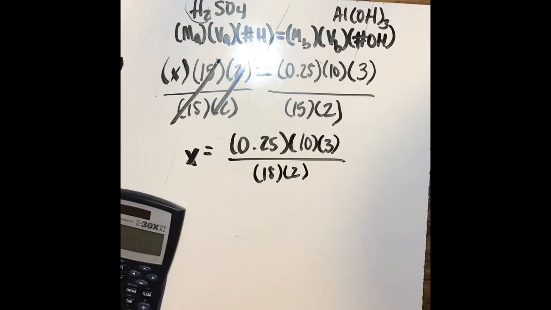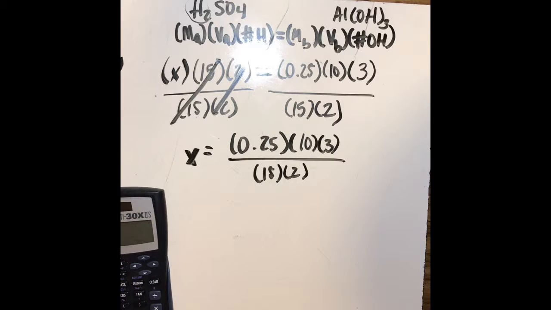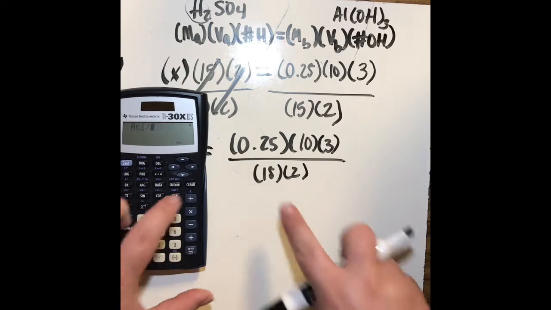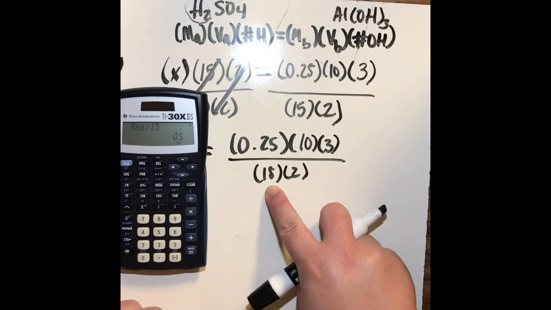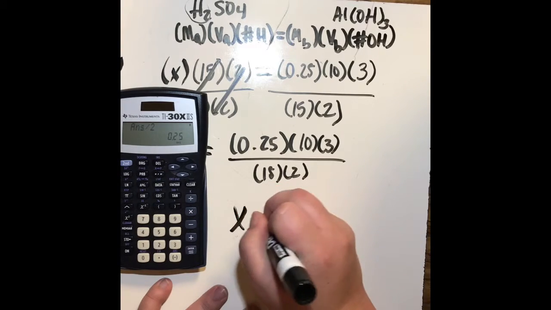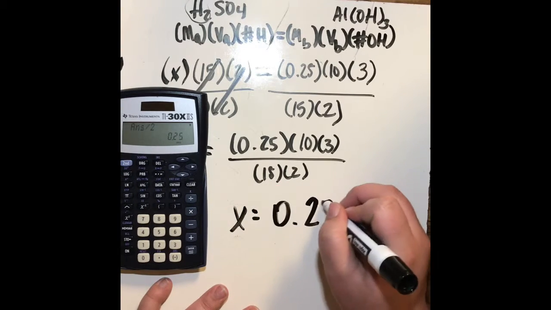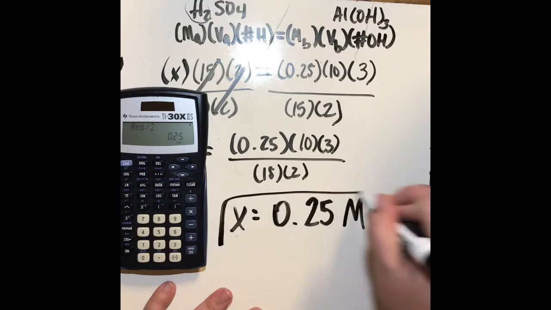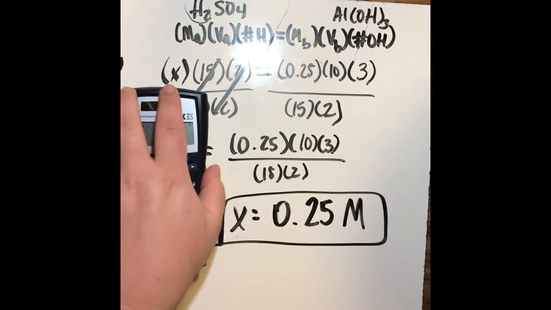You could calculate it the way I showed you by multiplying everything on top, multiplying everything on bottom, and then dividing those two numbers. Or if you want to do it all at once in your calculator, here's how you do it. 0.25 times 10 times 3, press enter. Divide by 15, press enter. Divide by 2, press enter. And your answer is 0.25. Since we're looking for the molarity of the acid, our unit is a capital N. So that's how you do the bottom of page 7.